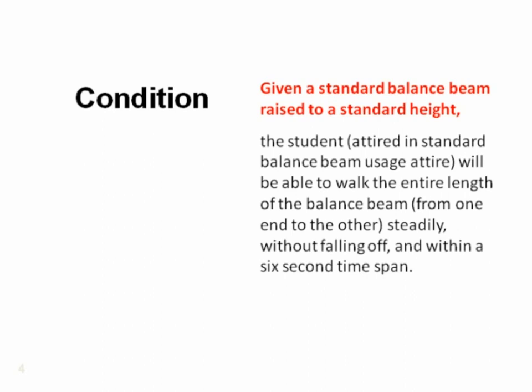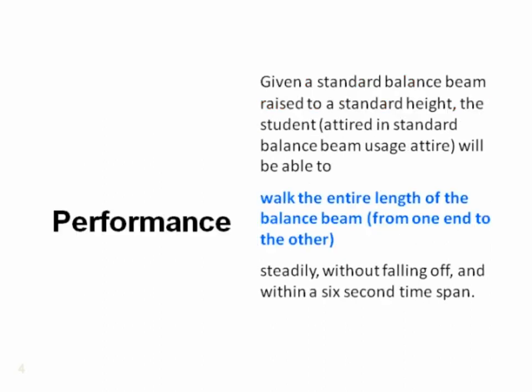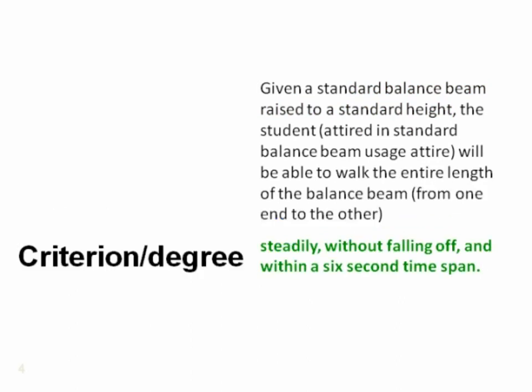So the condition is, I've given a standard balance beam and so on. And what I'd like you to do is think about this. When you look at your objectives on your syllabi or in your books that you use, write them out and start to break them apart and see if they really do indeed have all three components of a well-written objective. There's the performance, and then there is the criterion or degree.